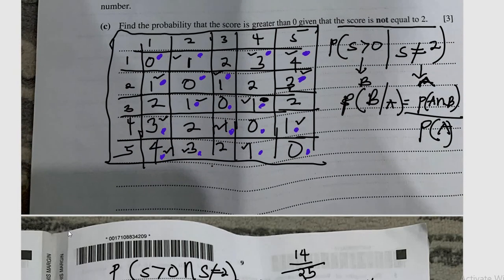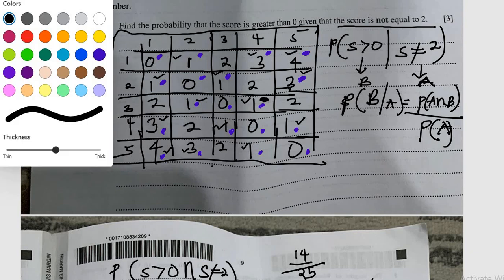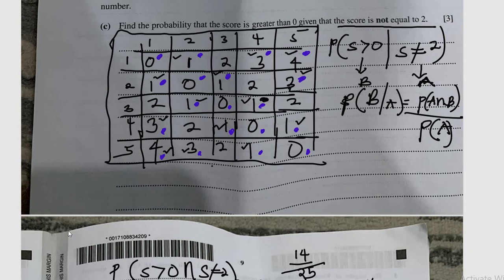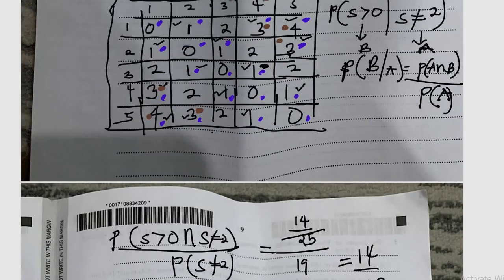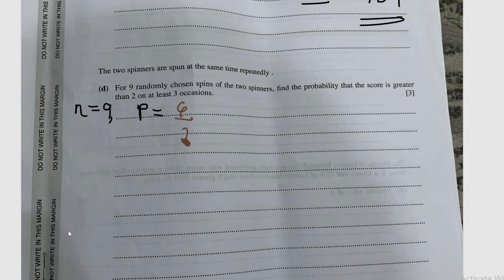Find the probability that the score is greater than 2. Let me start with that statement. Probability that the score is greater than 2. Let me use another color for that. Greater than 2. 1, 2, no, these are not part of it. Start from here. 1, 2, greater than 2: 3, 4, 5, 6. The probability that the score is greater than 2 is 6 out of 25.